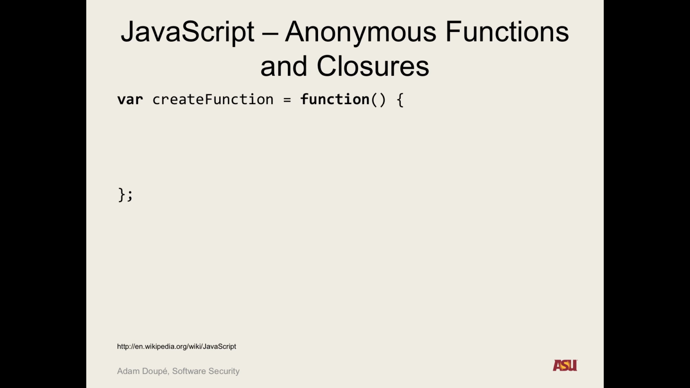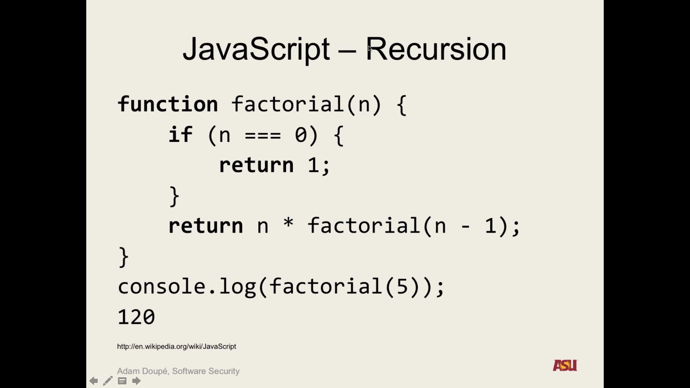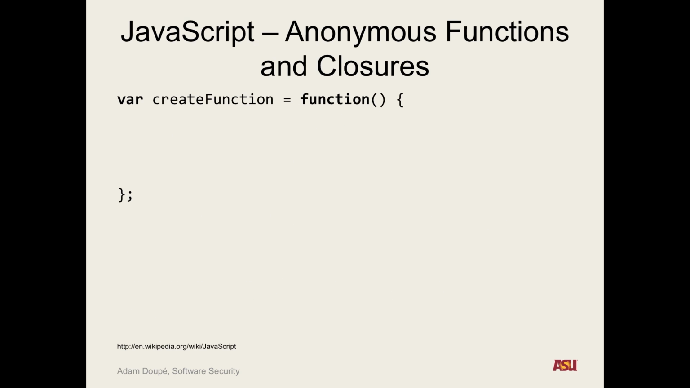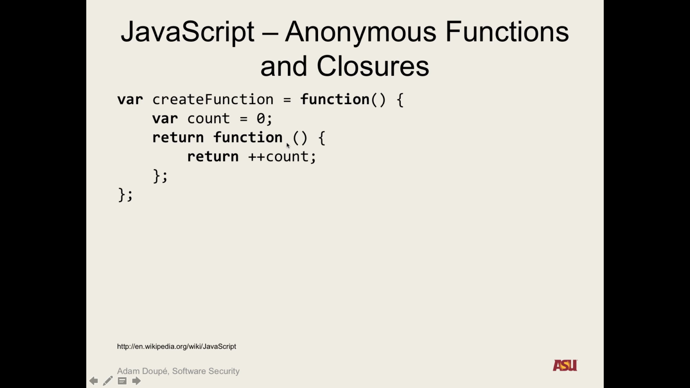So to look at what we're talking about, we saw the syntax here for defining a function. So this defines a function named factorial. What this is doing, on the right-hand side of this equal sign, is creating an anonymous function. This function has no name. It is setting that anonymous function to the variable createFunction. And functions are objects in JavaScript, just like everything else, so you can call them, and you can also access fields of that function. So in here, we can set some variable count, and we can actually return from this function a new function, which returns ++count.